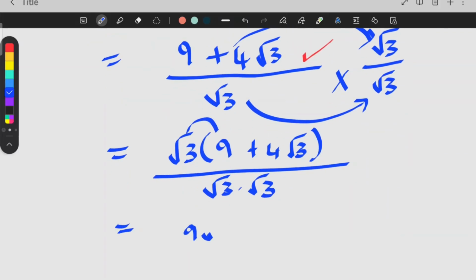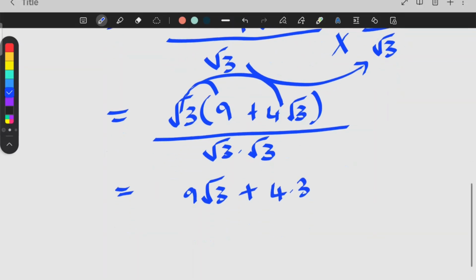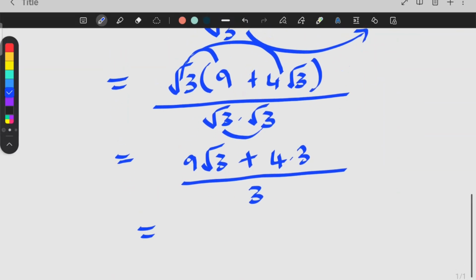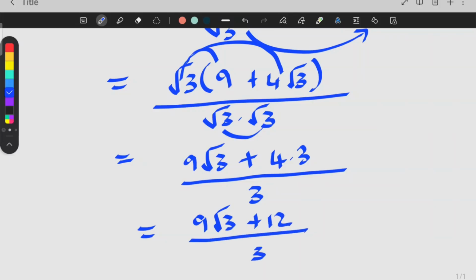This times this is 9 root 3. This times this will give me 4 times 3. So over root 3 times root 3 is 3. And my final answer is 9 root 3 plus 12 over 3. So there, that answer, if you really want to simplify, you can split it up. Let's do this part. 3 goes into itself once and into 9 3 times. So 3 root 3.